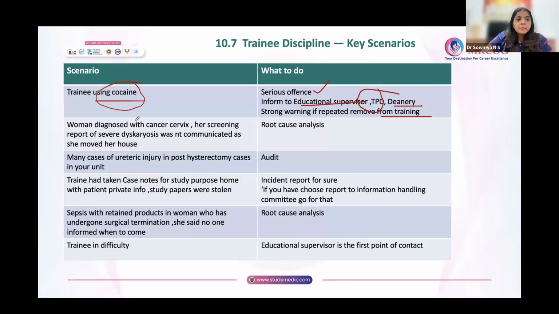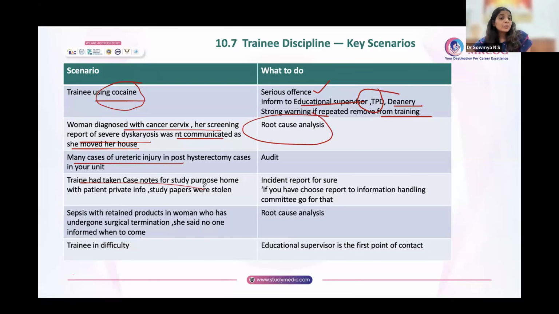Okay. A woman diagnosed with cancer cervix, whose screening report of severe dyskaryosis wasn't communicated as she moved house. You remember I gave this example before, it's a root cause analysis, because the address was changed and this wasn't mentioned by the team. Many cases of ureteric injury in a post-hysterectomy audit. A trainee had taken case notes home for study purposes, but they got lost. Incident report, if it is there, definitely you have to choose that. But if you have report to the information handling committee, then you have to choose that. That is more specific than incident report.